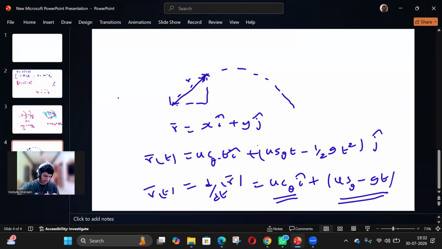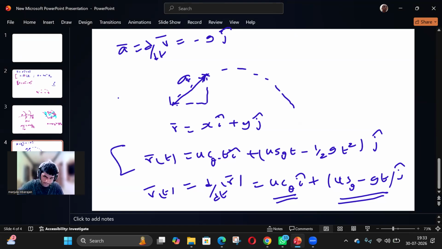Okay, and acceleration I can get as d by dt of v, which will be equal to, the horizontal component being constant, only the j cap will be there. It will be minus g j cap. So they have to give this r as a function of time. Once r is known as a function of time, you can get the velocity by doing d by dt. And from there, if I do d by dt again, I'll get acceleration.